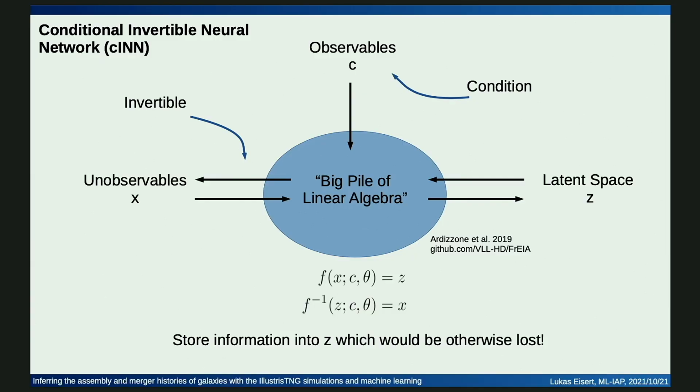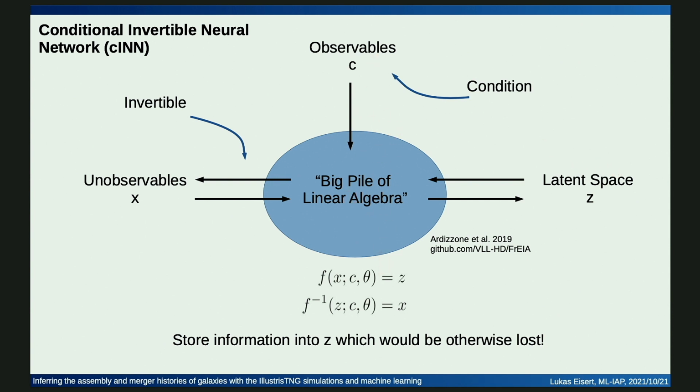They are also from Heidelberg here, so there's also a repository with the framework. You can build this yourself, and it's quite easy because it's just an invertible neural network, as it says, between the space of unobservables and the latent space, and this is conditioned by the observable C.